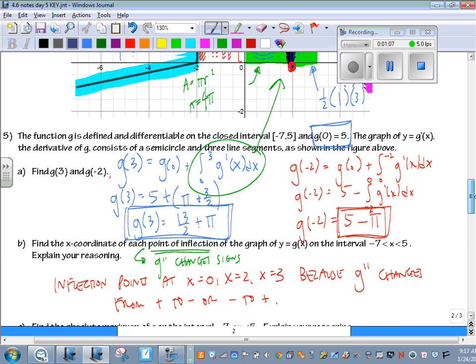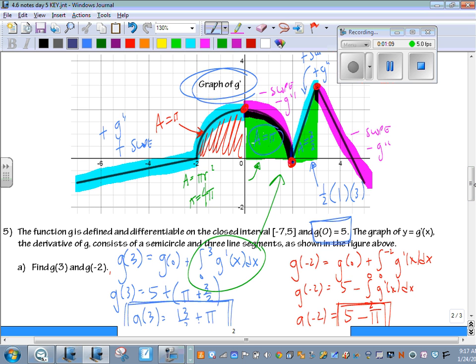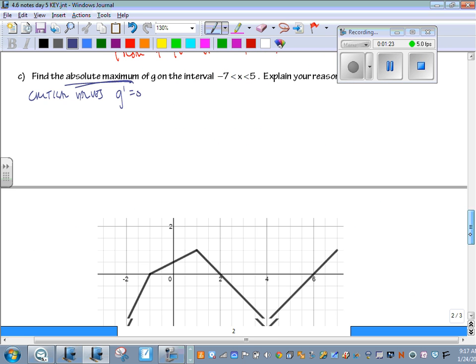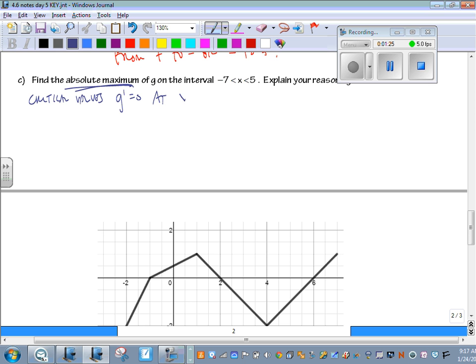Let's look at our graph. Derivative is 0 at negative 2, 2, 4.5. All right, so negative 2, 2, and 4.5. Those are our critical values. We could potentially have an absolute maximum at any of these 3 points, or the endpoints, negative 7 and 5. So we have to take that into account. We want to keep those in mind.